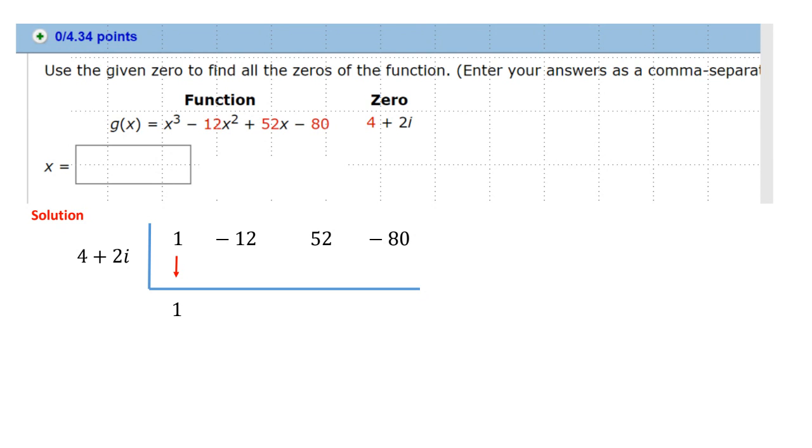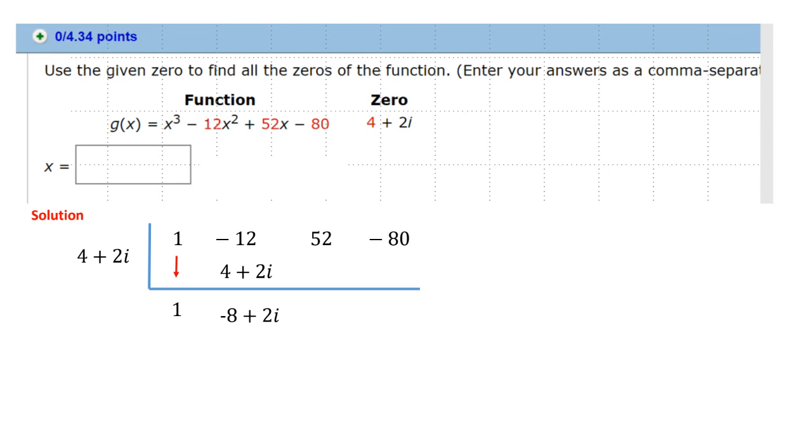So what I can do is use synthetic division, and yes, you can use synthetic division with imaginary numbers or complex numbers to see if we can reduce this in order to help us find the remaining zeros. So again, here I'm going to use synthetic division with my complex number to reduce this function. So let's go ahead and do this. When I bring down the 1, 4 plus 2i times 1 is 4 plus 2i.